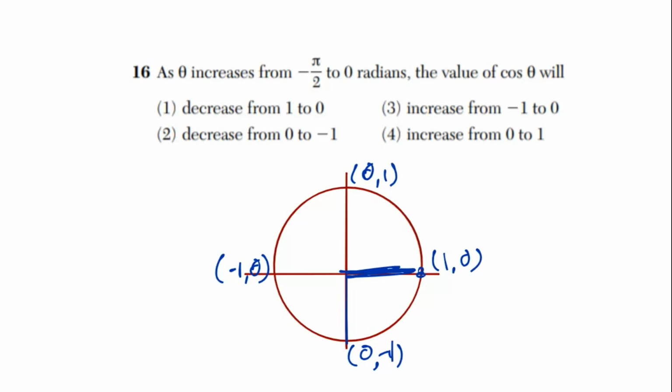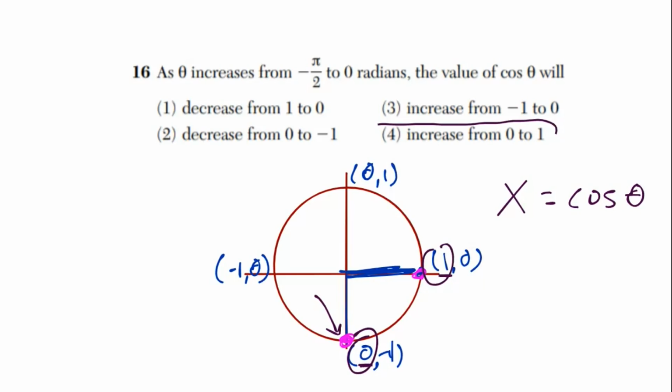I'm going to put this in bright pink. Can we see that? We're right there right now. And they're saying, as I move to this point, to 0 radians, what's happening to cosine? What you have to remember, and you've got to know this, is that when we're doing the unit circle, the x value is equal to cosine. So at negative pi over 2, our x value is 0, aka cosine is 0. And then once we get to this final point, the x value is now 1. So cosine has increased from 0 to 1.